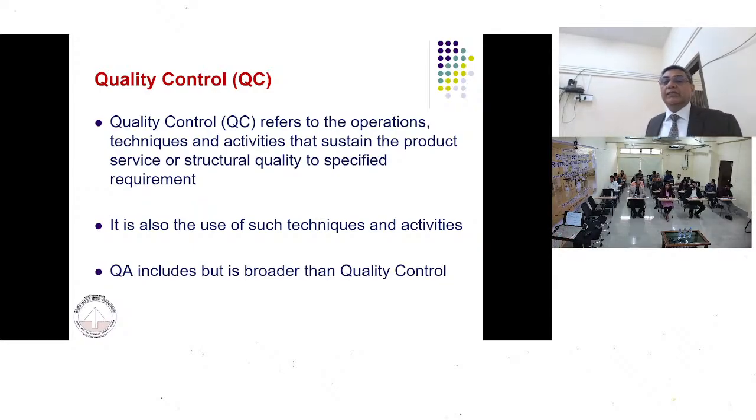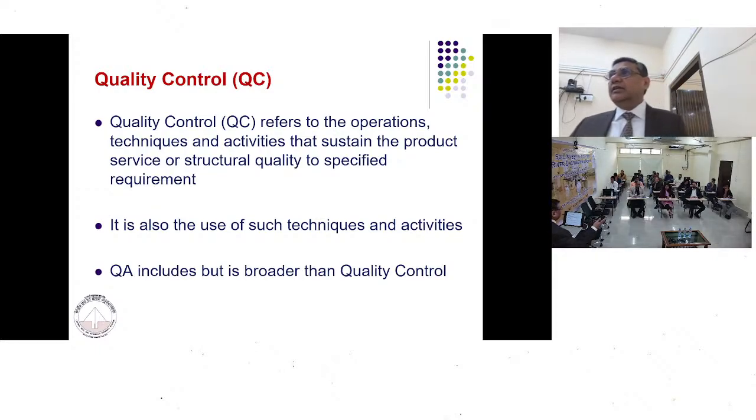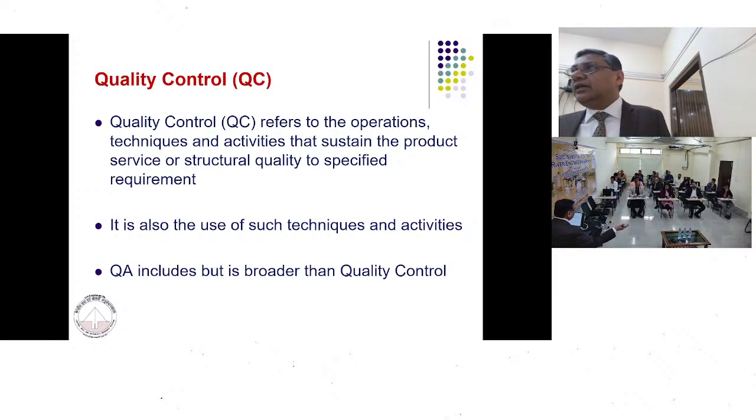So quality control refers to the operations, techniques and activities that sustain the product, service or structural quality to a specified requirement. It is also the use of such techniques and activities. QA includes but is broader than quality control. So if you are going to work in a quality control team, you have to devise methods which are going to be used to check the construction purpose or the performance purpose of the structure.